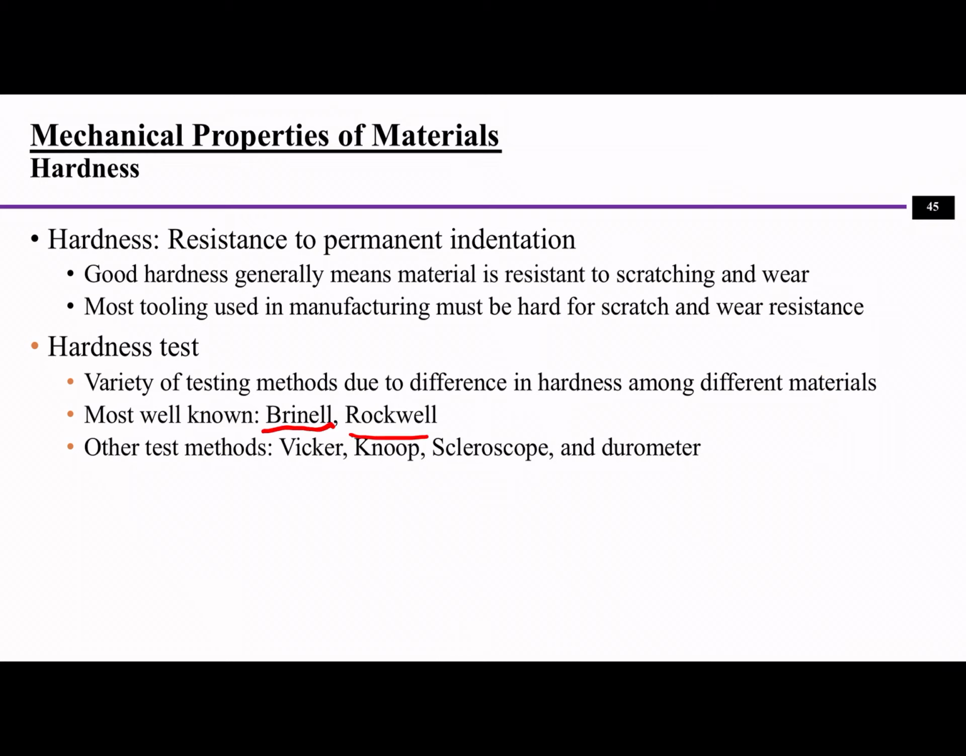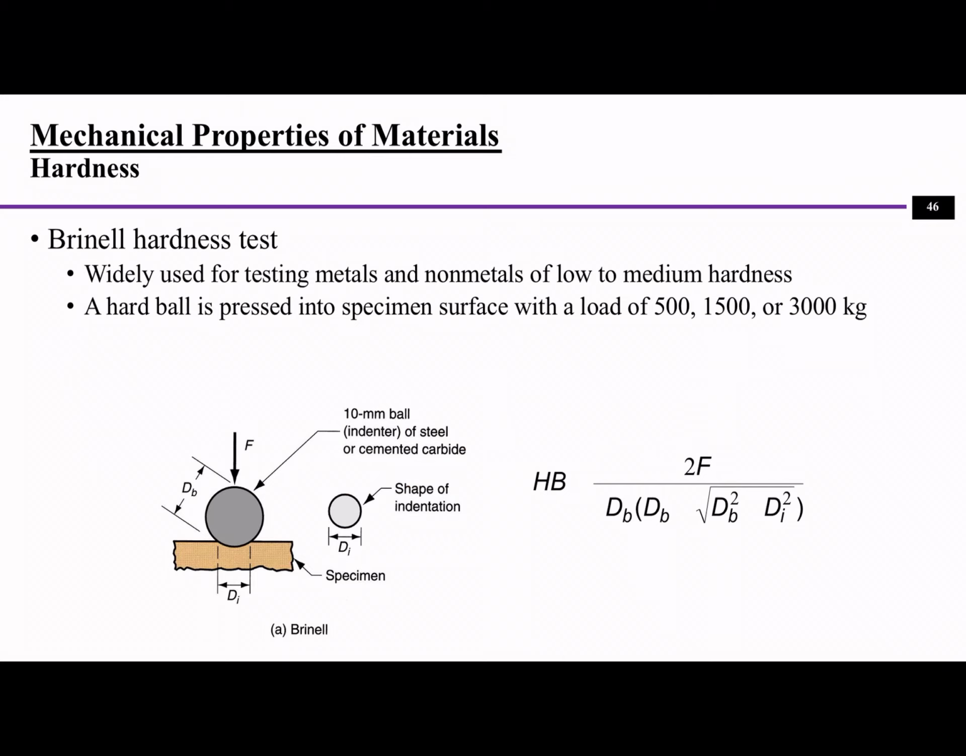And there are really different methods you can use for testing hardness, but the two common methods are Brinell and Rockwell. Also, when you are looking at tables about different materials' hardnesses, they are given in these typical scales, like the Brinell method and the Rockwell method. First, the Brinell hardness test.